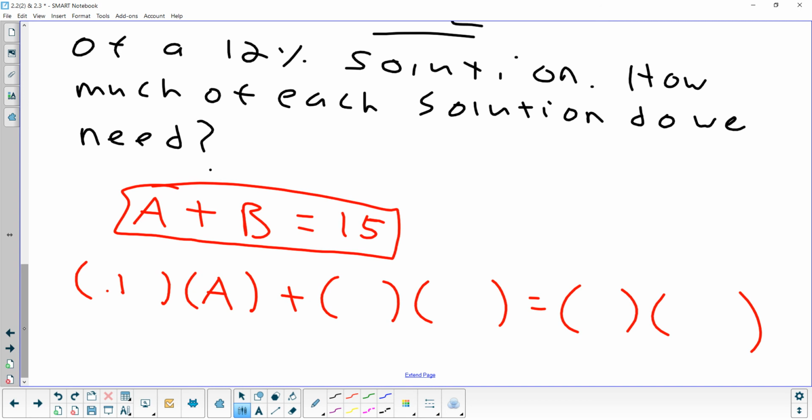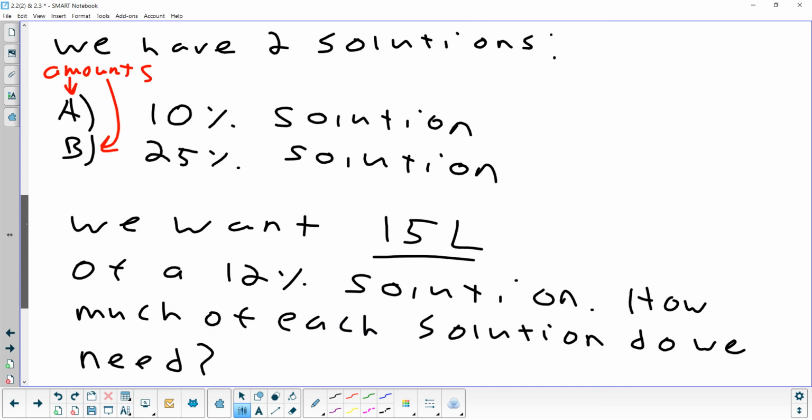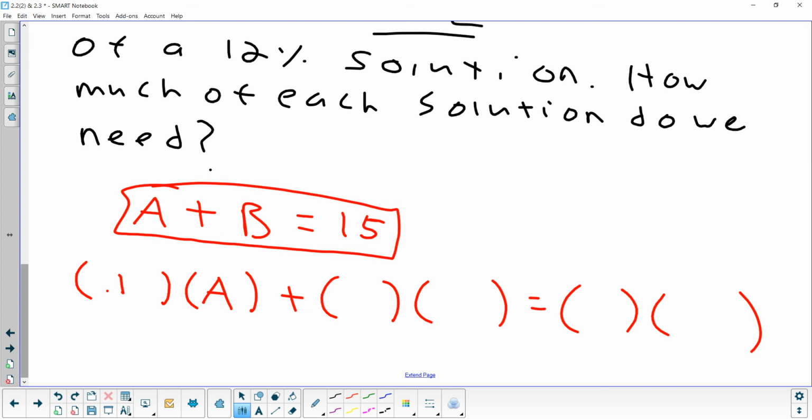That was given, so that's not anything we have to find. That's the final solution. That's when we mix them together. What's that? Yep, how would you write that as a decimal? 0.25. Okay, so that's the concentration of the second solution. Times, Alejandro, how much of that solution do we need? B.